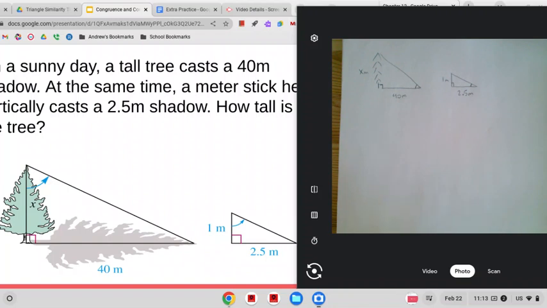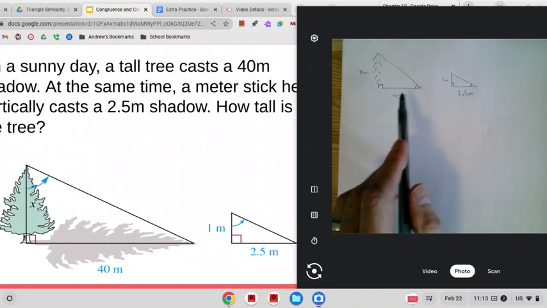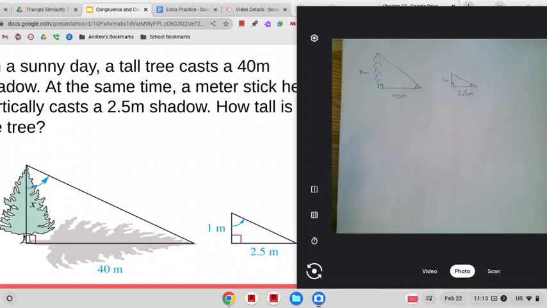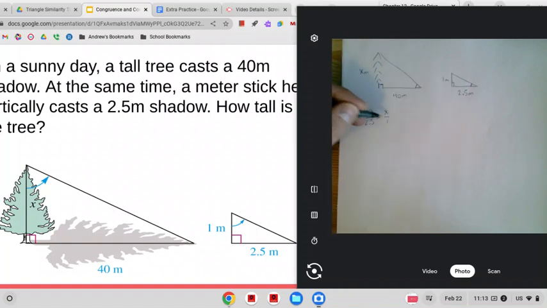Regardless, two triangles are similar. We can set up a proportion. If we want to figure out how tall the tree is, we can compare shadow to shadow, height to height. So I'm going to write that out, and I'll go from left to right again because that's what I've been doing. So I'm going to go shadow to shadow, height to height. And we'll solve this in a second.